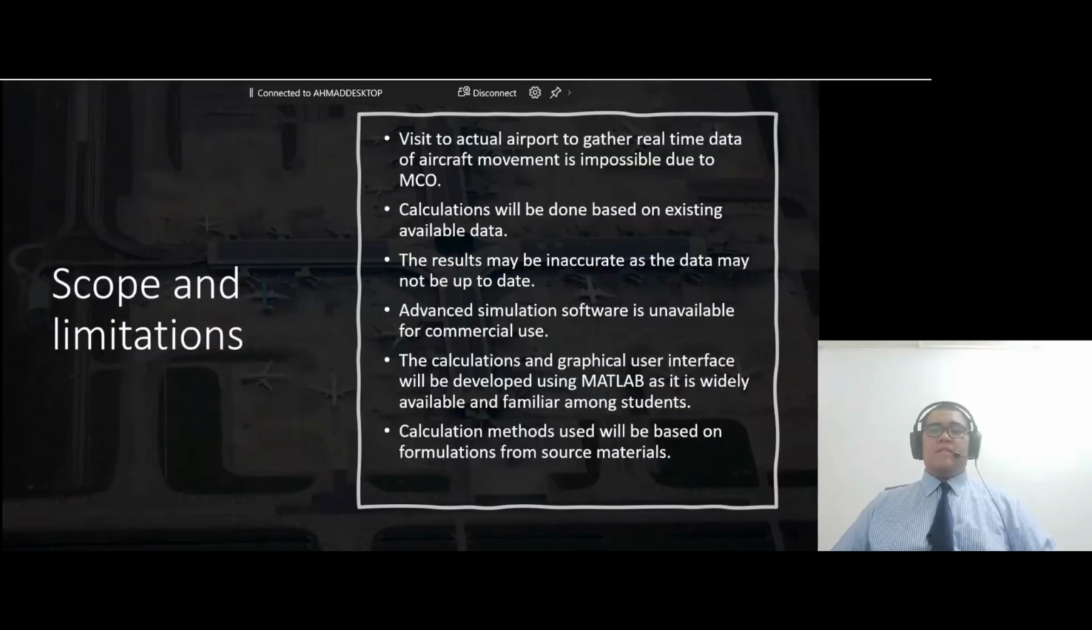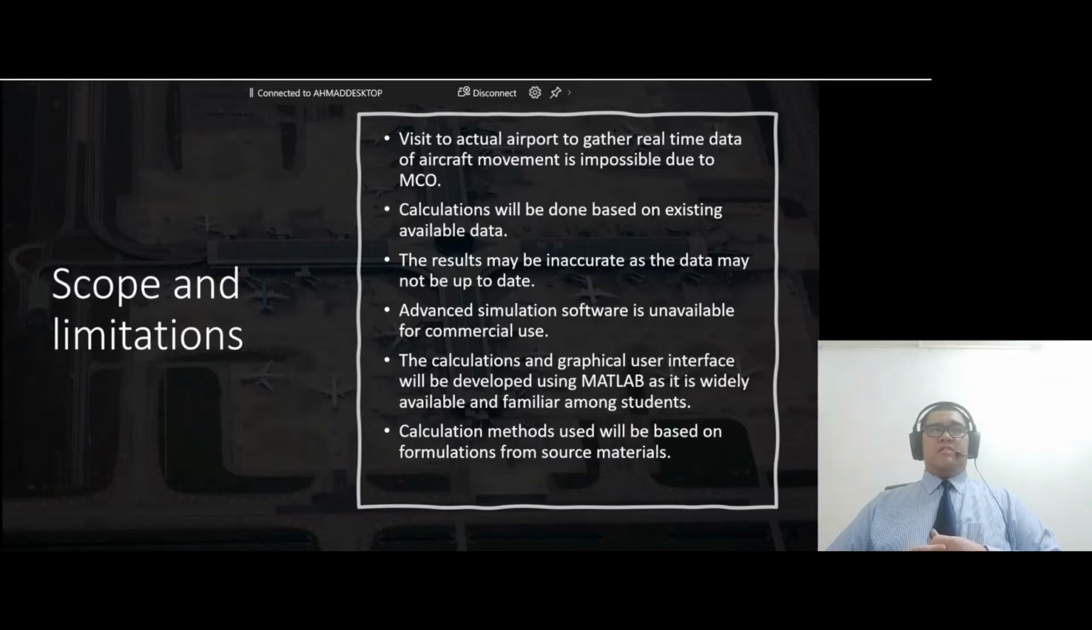Now, the scope and limitations of this project. Because of the movement control order, MCO, in place, it is impossible to visit the actual airport to gather real-time data on aircraft movements. So the calculations will be done based on existing available data. The results may be inaccurate as the data may not be up to date, and the use of advanced simulation software is unavailable because said software is not available for commercial use.